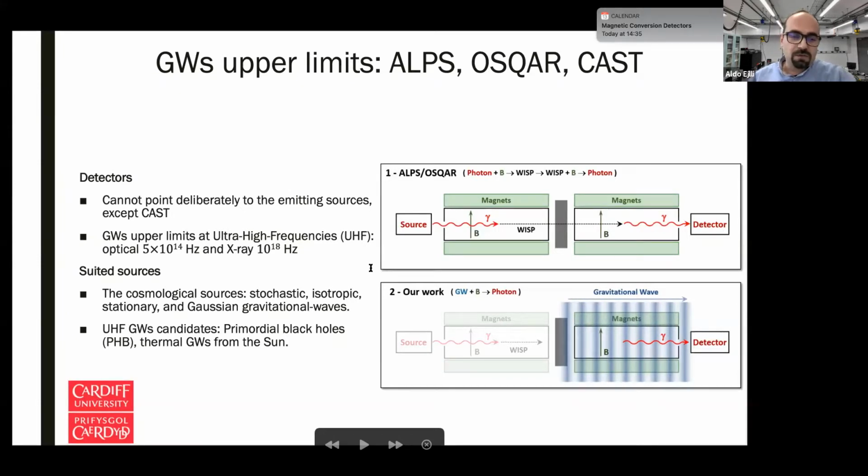So what are the suitable sources? Since they can't point deliberately to the emitting source, we thought that the suitable source should be a stochastic isotropic Gaussian gravitational wave background that is coming from all directions. And in this way, you can simply assume that the gravitational wave is orthogonal to the magnetic field. This might come from primordial black holes, for example, and also, for the fact that CAST can point to the sun, we might be able to put upper limits on the gravitational waves coming from the sun.